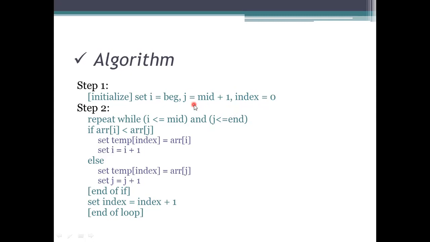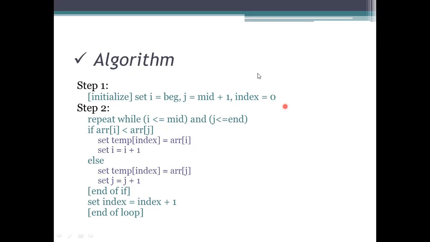And mid plus 1, why? Because if we are taking the mid value as 7, then from which value do we need to access here? From the value chosen, it will be 8. Mid plus 1 is the next array's position from where it is starting. And the index value chosen will start with 0 here. So here, how we process our algorithm is: take a loop. Whenever i is less than or equal to mid, and j is less than or equal to end, we need to process this one.